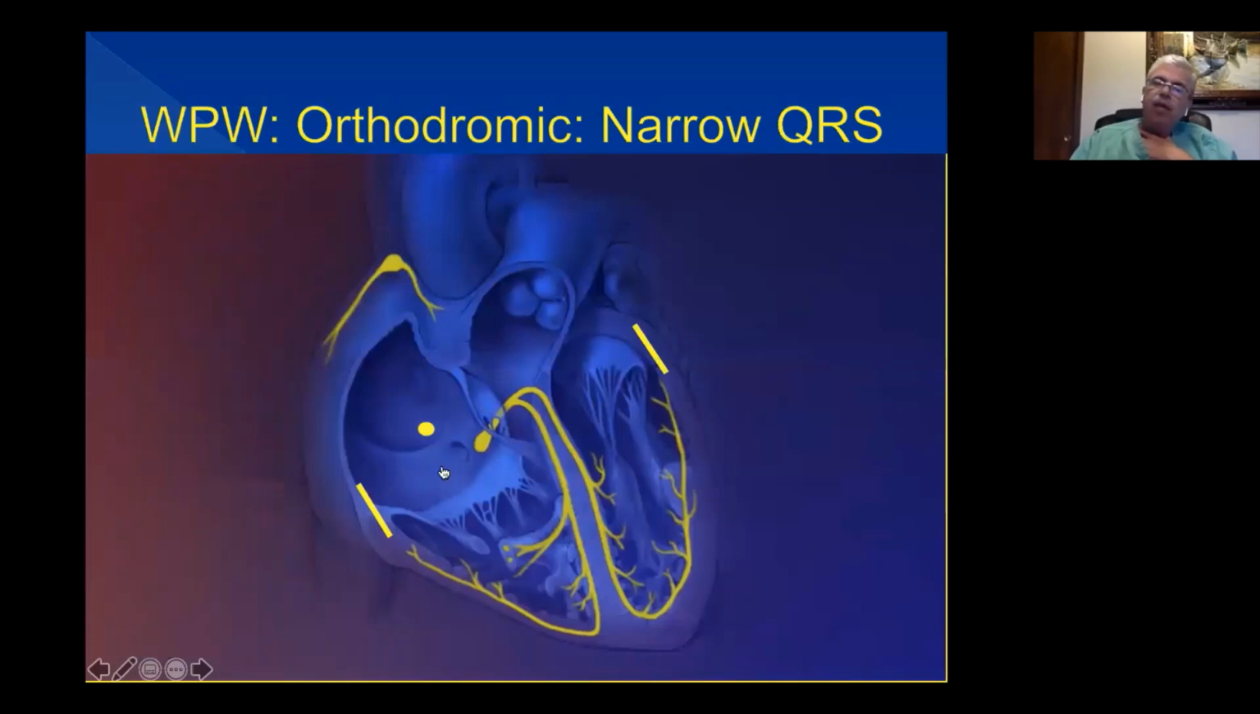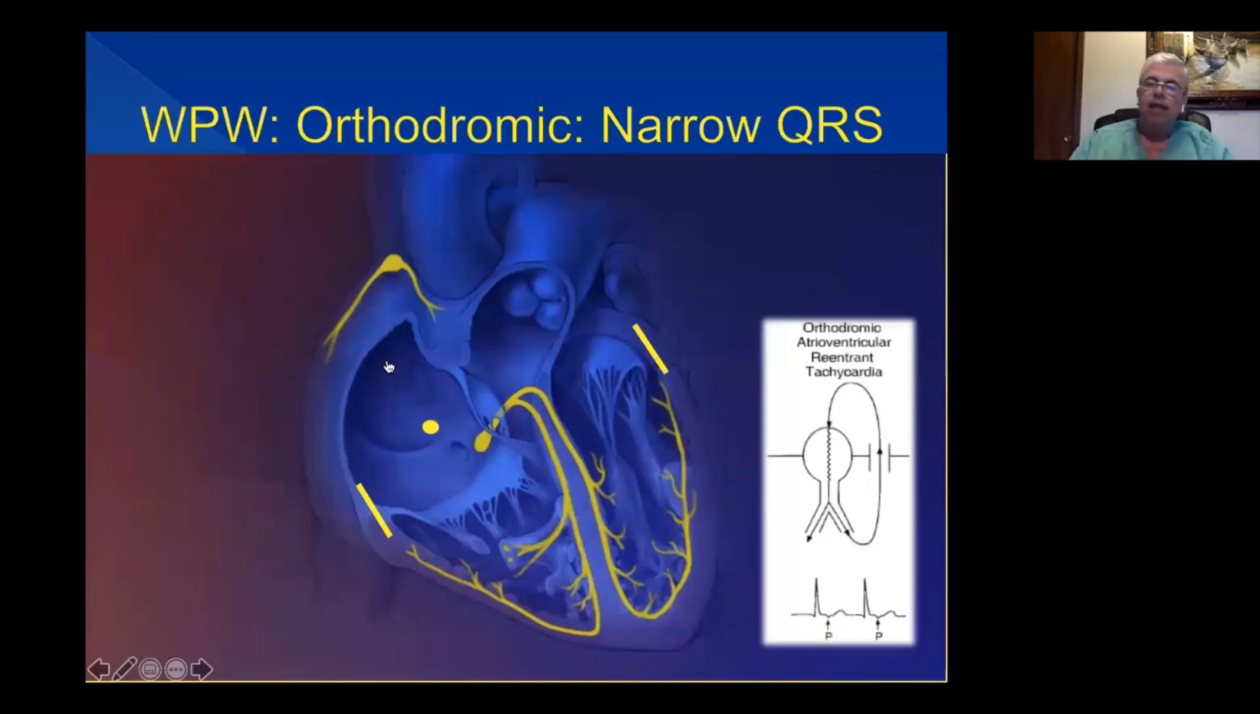And it is possible for that reentry circuit to go down the AV node, down the bundles, giving us a narrow QRS, then up the accessory pathway to activate the atria. Going down the AV node, down the normal conduction system, up the accessory pathway, down the AV node, up the accessory pathway, gives us narrow QRS tachycardia, and we call that orthodromic tachycardia.